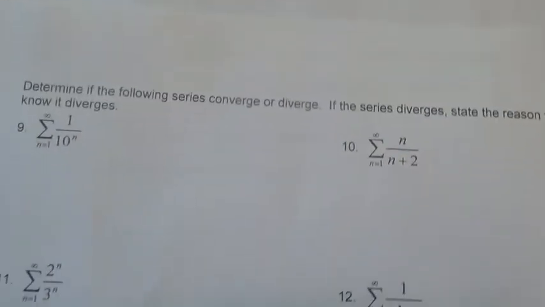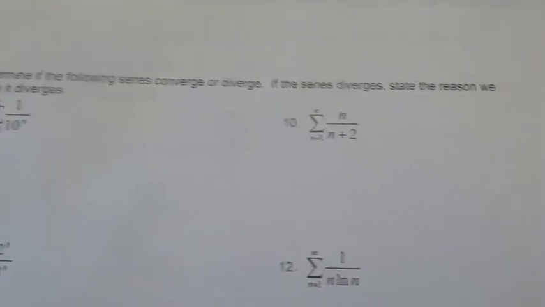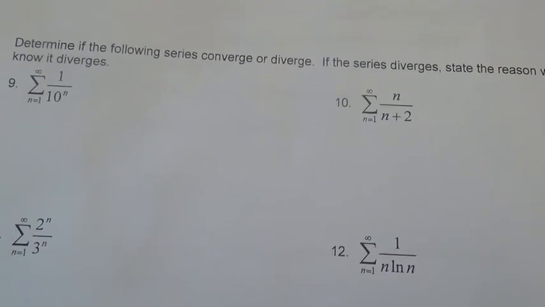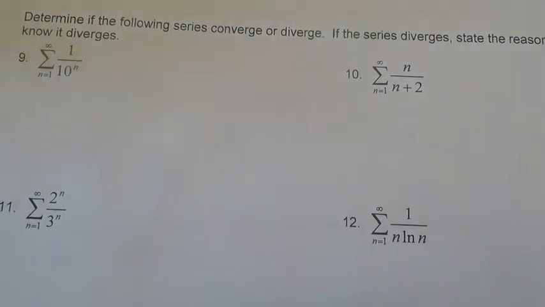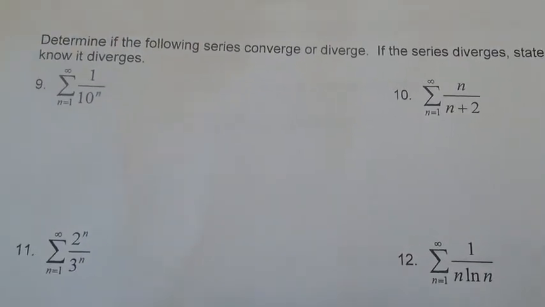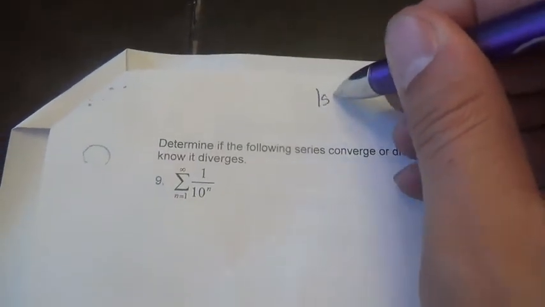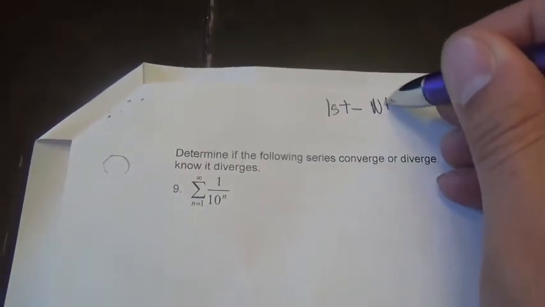This is where these get a little dicey because it now says determine if the following series converge or diverge. If the series diverges, state the reason. These are all just mixed up. So any test that you've done so far, you can use here. But again, always, always, always, your first test is the nth term test.